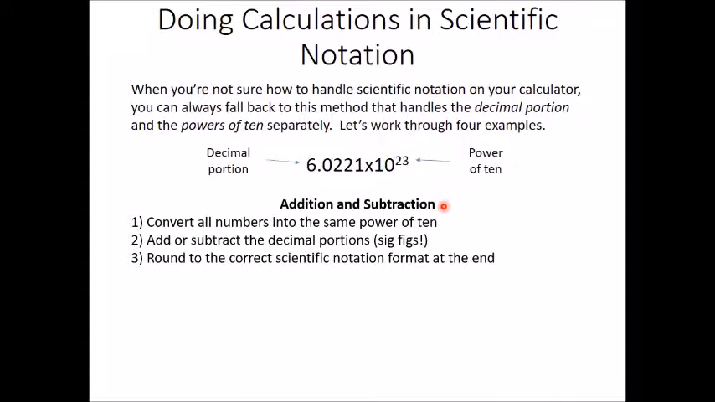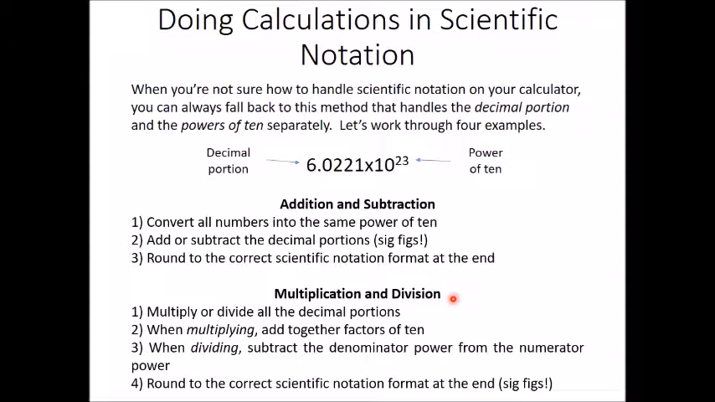The first set of rules is for addition and subtraction. The first thing you want to do is convert all your numbers into the same power of 10. Make sure you keep an eye on your sig figs when you do that. You can then add or subtract the decimal portions while paying attention to sig figs, and then you can round to the correct scientific notation format at the end. Now, as a reminder, the correct format will have a single digit to the left of the decimal point. All of those decimal places will reflect the rest of the sig figs in your value, and then you will have the relevant power of 10.